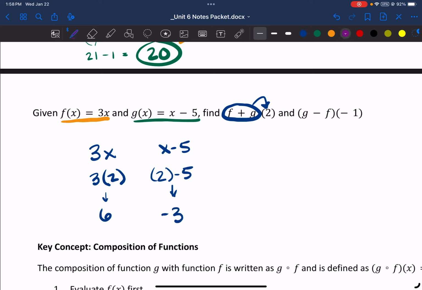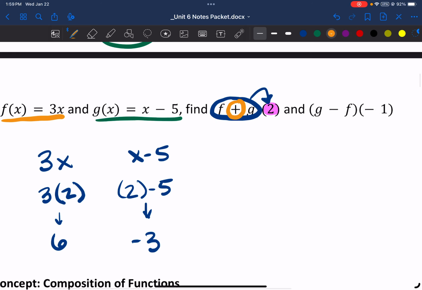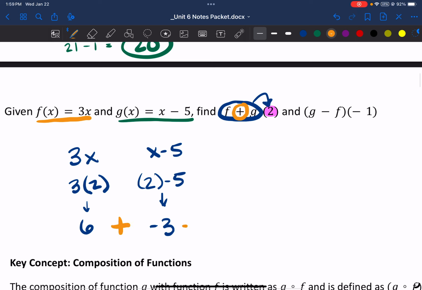So what I'm doing is taking this number and plugging it into both f of x and g of x. For f of x, I got a 6. For g of x, I got a negative 3. Now this sign tells us how to finish it off. Add. 6 plus negative 3 is 3, and that's our answer.